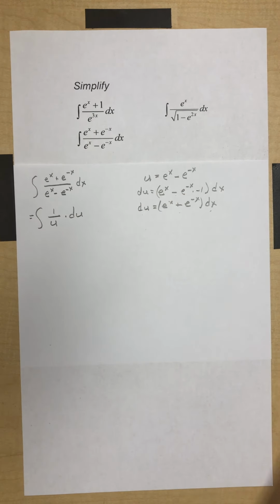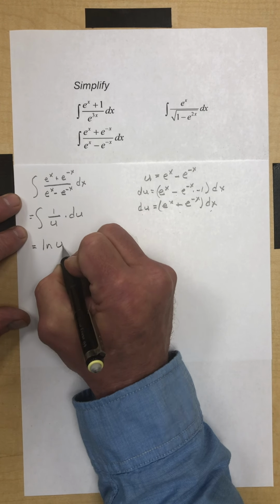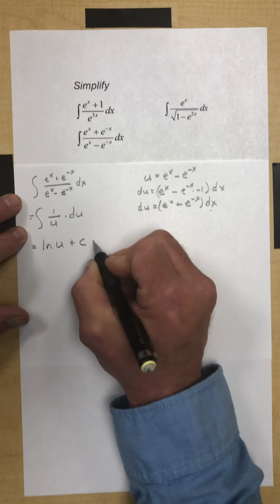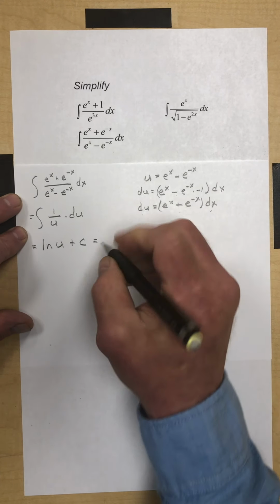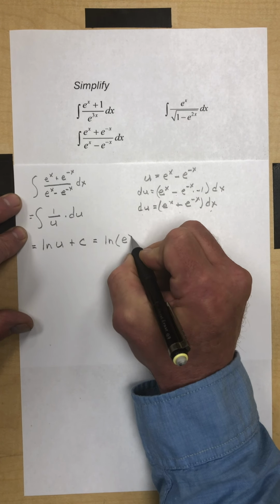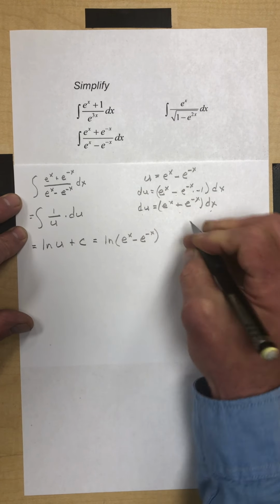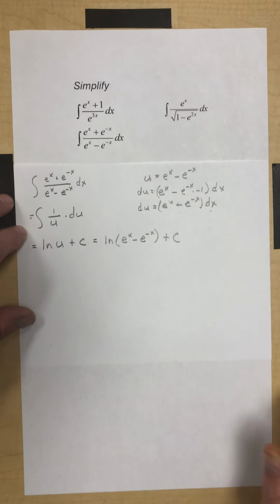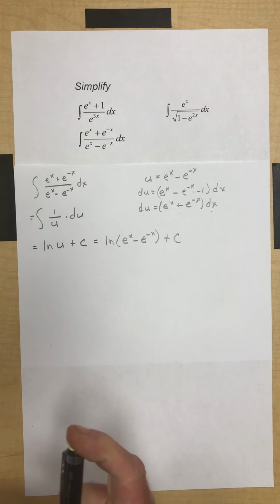Okay. All right, well, let's see. When we integrate 1 over u du, we get the natural log of u plus c. Okay, so this gives us the natural log of u plus c, and then we go back in and substitute. So we go back to our u, so we get the natural log of e to the x minus e to the negative x plus c. All right, now, once again, some people would say that's an acceptable answer.